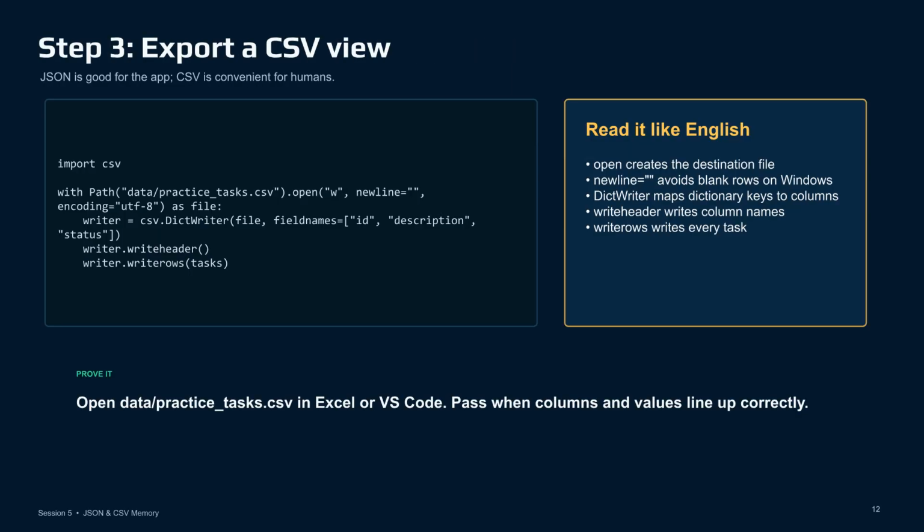Step 3 is exporting a CSV. We use the csv.DictWriter to map dictionary keys to spreadsheet columns. writeheader adds your column names, and writerows handles the data. Open the resulting file in Excel to verify your columns and values.